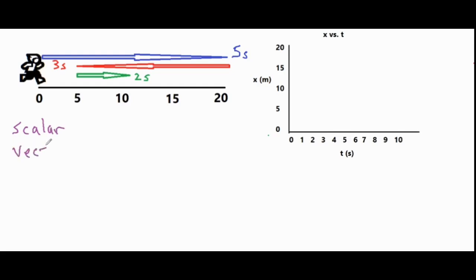We have a scalar and a vector. A scalar is just something that has a magnitude, and a vector is something that has a magnitude and a direction.